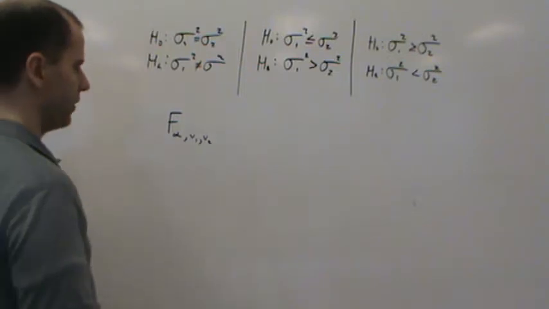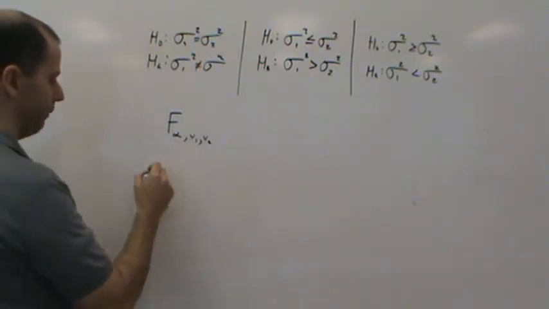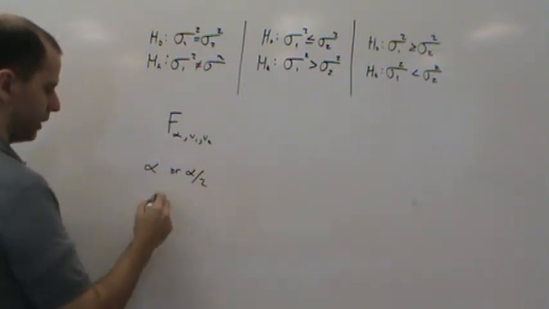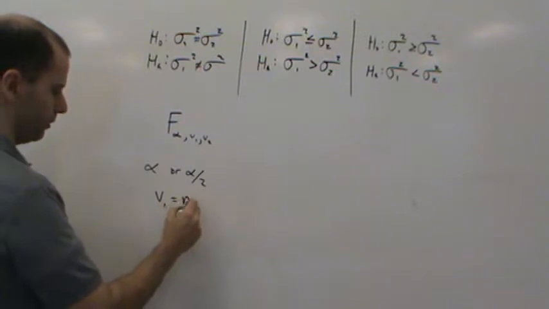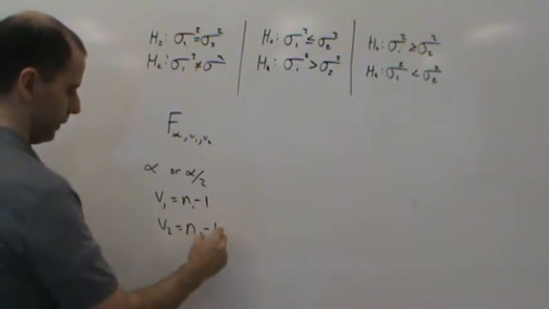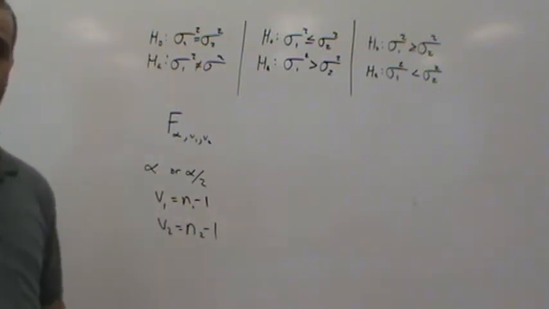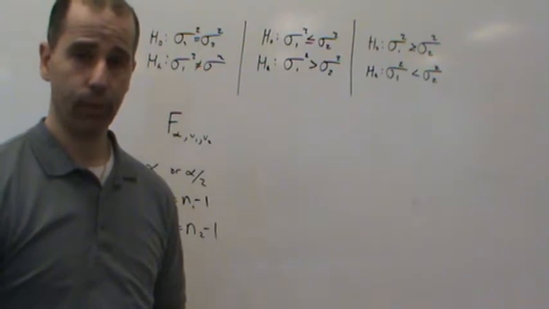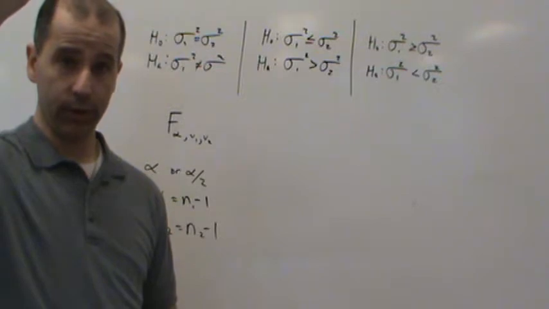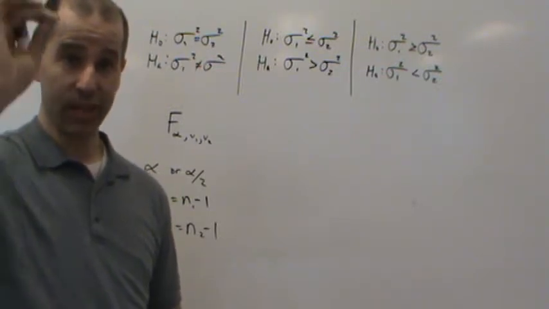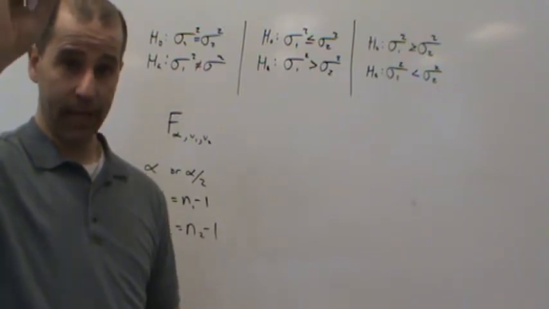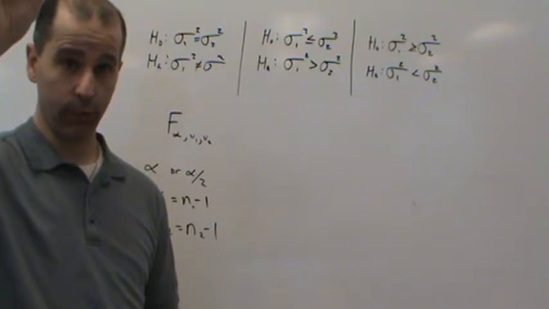Here's the thing: we need to know three things. We need to know either alpha, or alpha divided by 2 if it's a two-tailed test. We also need the degrees of freedom of the numerator, and the degrees of freedom of the denominator. In the F table, we first find what alpha level we're using, and because each table has a different alpha level, we find the page of the F table that has the alpha level we're looking for.